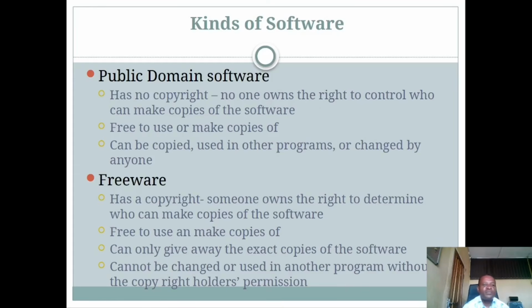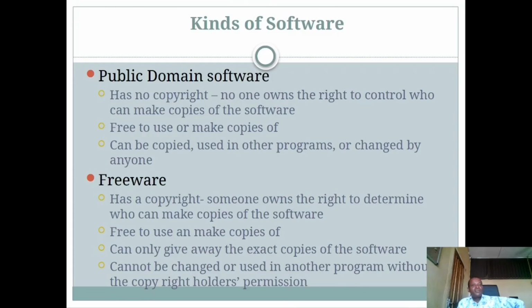Let's look at kinds of software. Public domain software. Now, public domain software is software that has no copyright. A copyright is a legal thing. If you create software, you need to obtain a copyright for your software, in the sense that no part of that software can be reproduced elsewhere or by another person without your express permission. So the copyright thing is a legal thing.